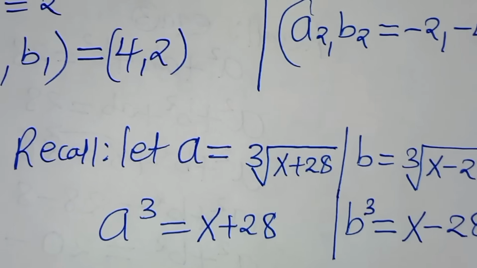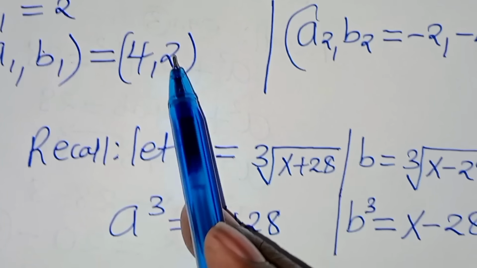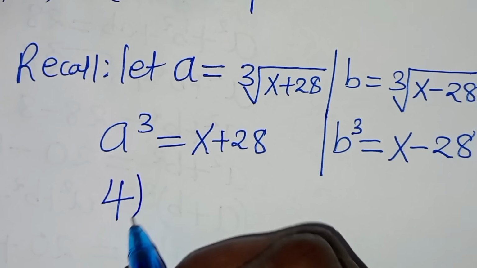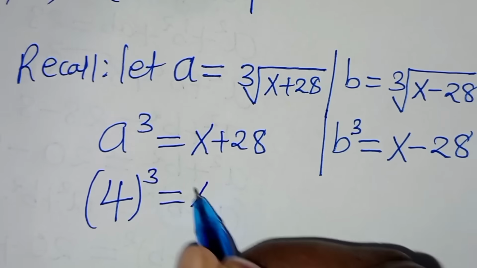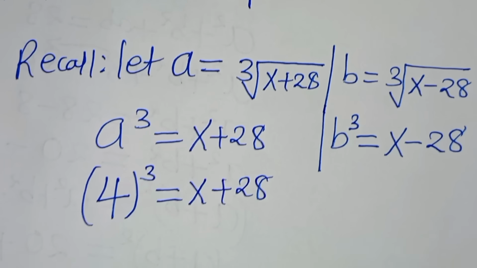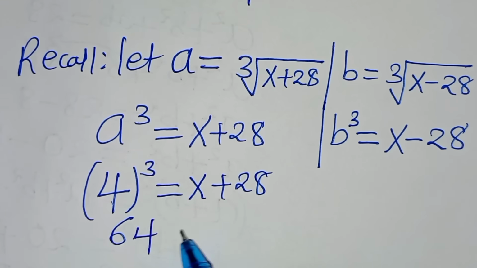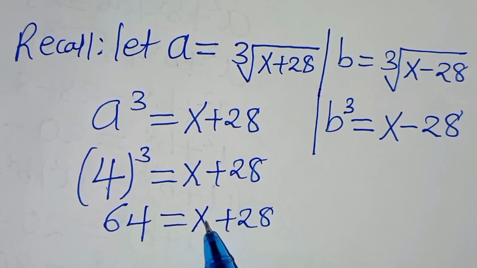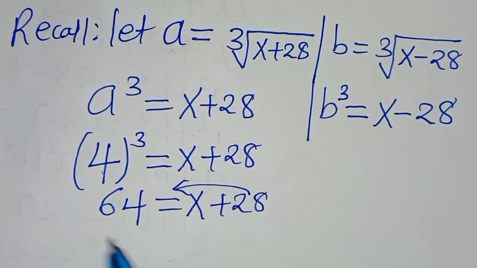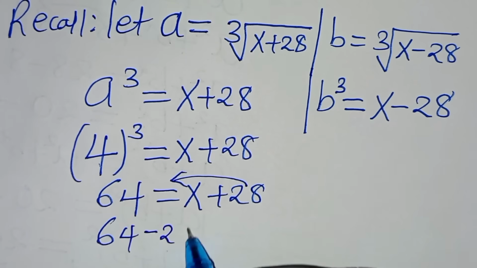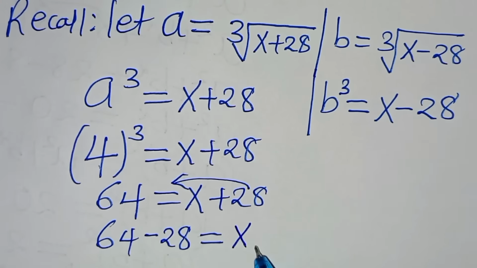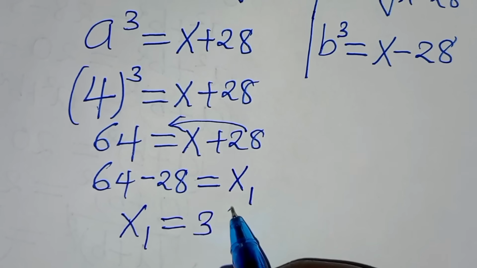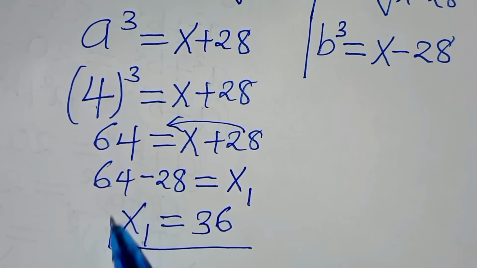So from the first set of solutions, A1, B1, let's substitute so that now we can solve for x. From the first part, we have a equal to 4, so we have 4 to the power of 3, which is equal to x plus 28. So 4 to the power of 3 is 64, equal to x plus 28. To solve for x here, let's take 28 to the left-hand side. We have 64 minus 28, which is equal to x1. So this implies that x1 is equal to 64 minus 28, and this is equal to 36. So this is the value of x1.